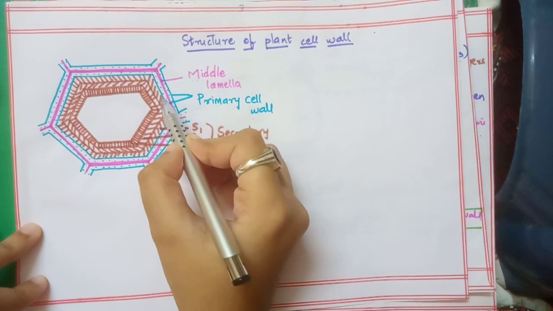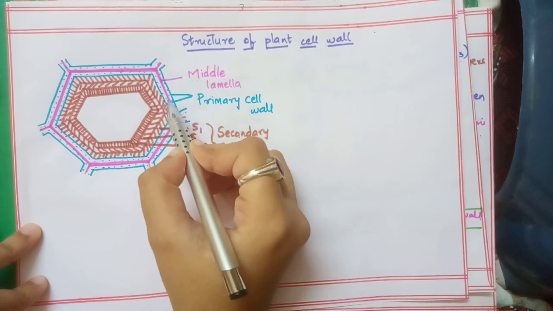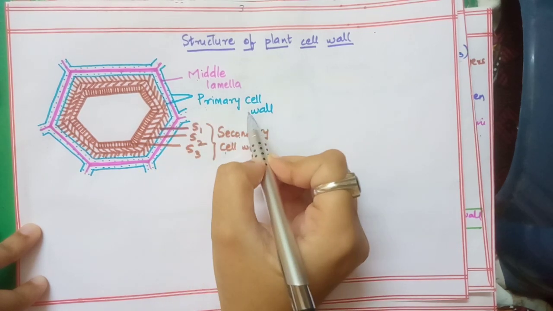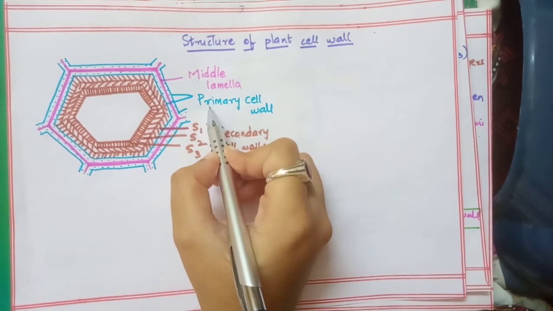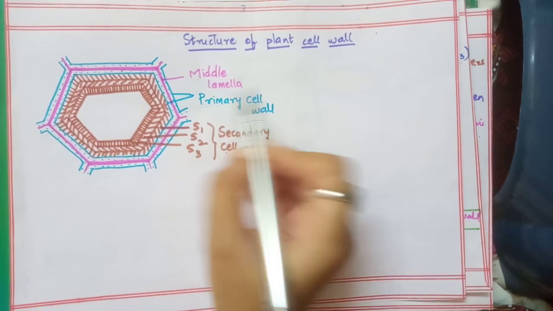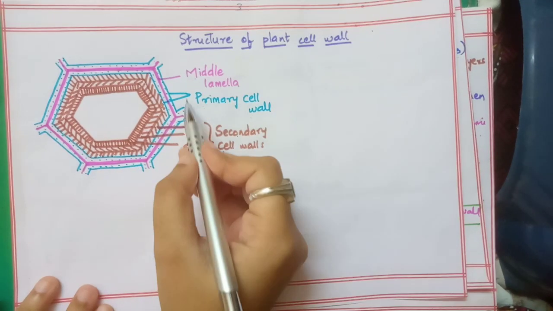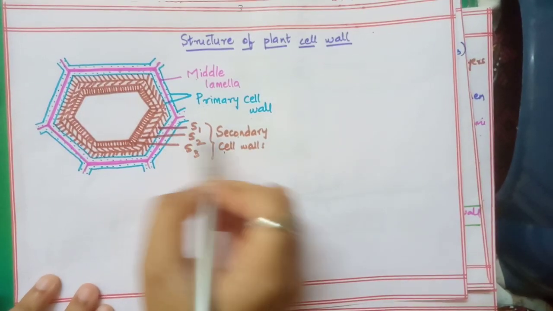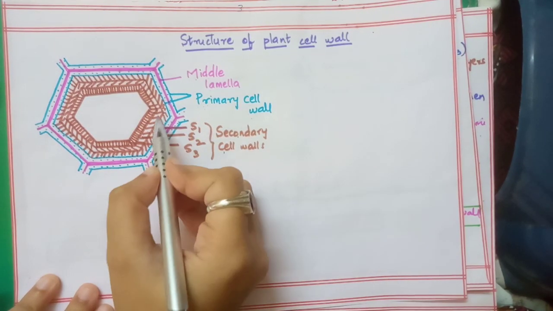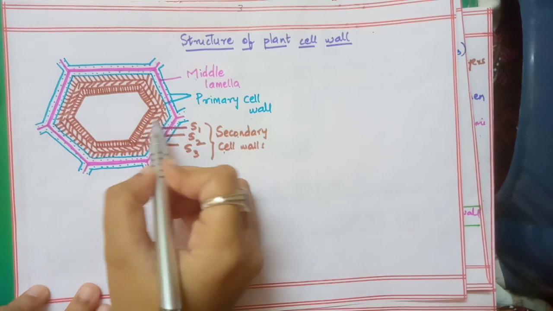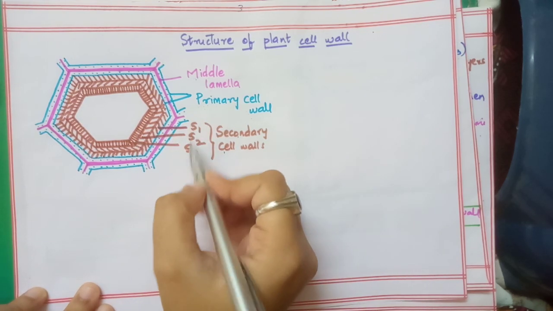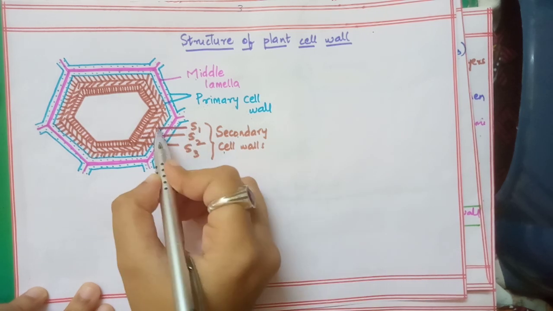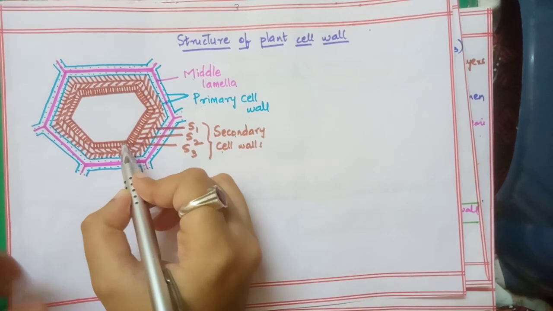On either side of the middle lamella, there is the formation of the primary cell wall. As the cell matures, or when it starts differentiation, at that time one more layer is formed inside the primary cell wall, known as the secondary cell wall, which is drawn here in brown color. It is further divided into various subtypes, known as S1, S2 and S3.